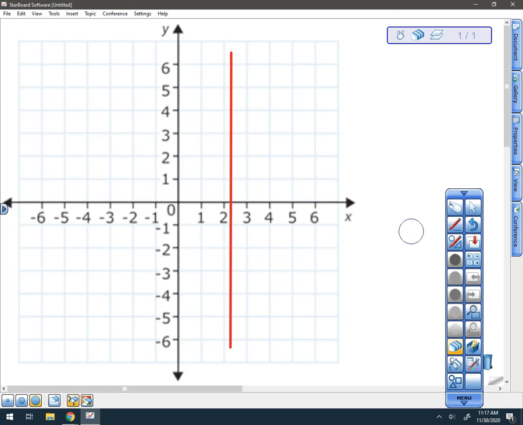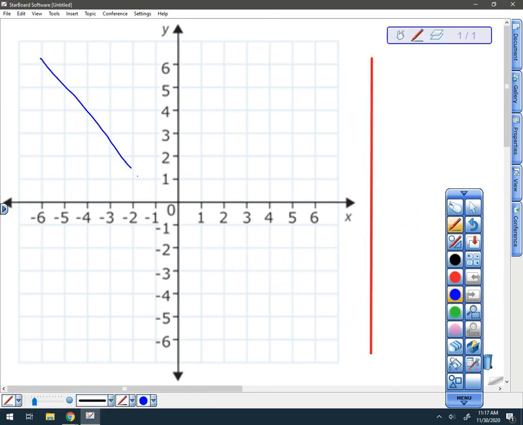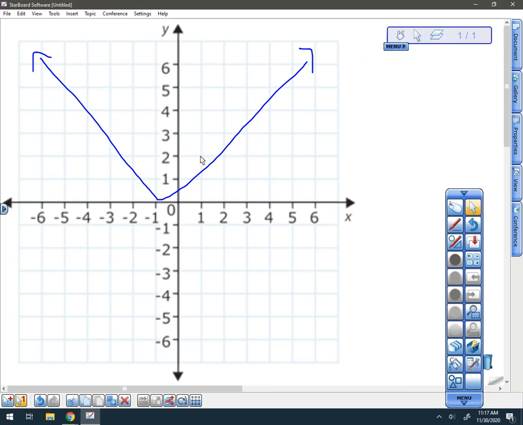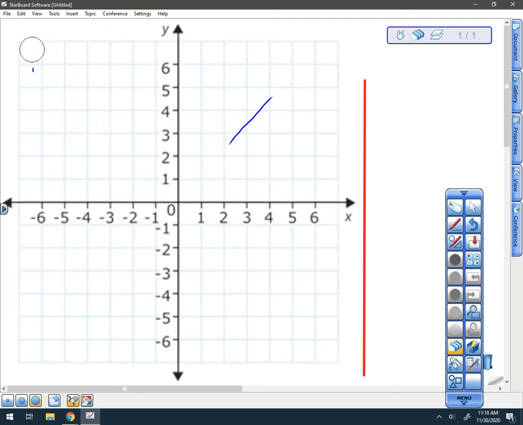What if I drew that? And you got that on a graph. Well, it only hits it once, only hits it once, only hits it once. No matter where I put this line, it only touches the graph one time. So that is a function. If you can only hit the graph once, it's a function.